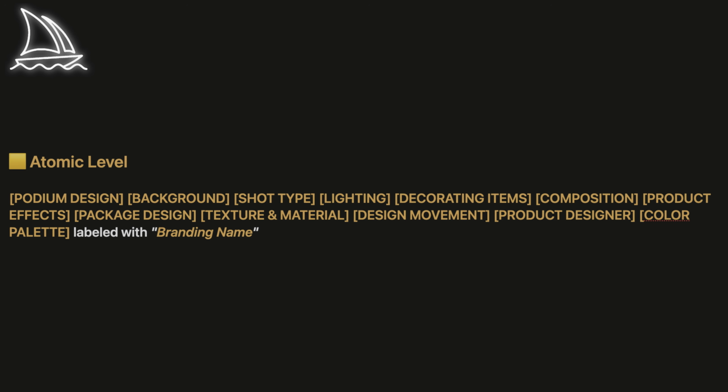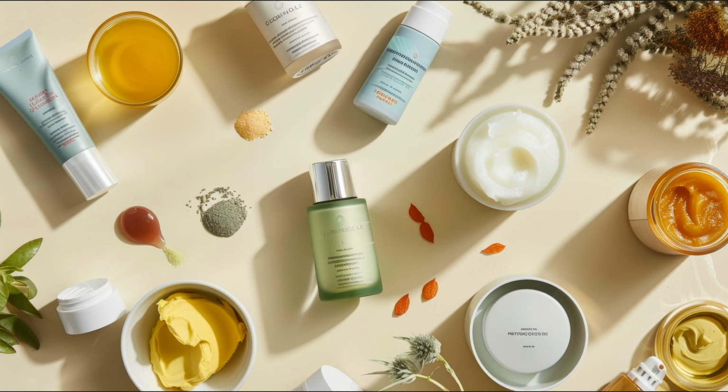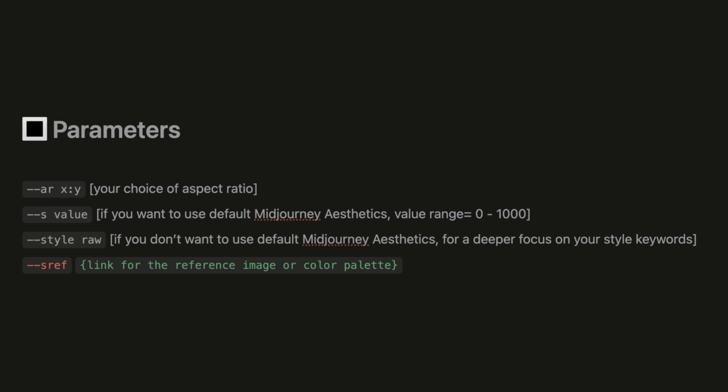The second layer of our prompt, represented as the atomic level, includes important elements like set design and background, shot type, lighting, and more. We will deep dive into all these elements in detail. Together, they will create amazing compositions. I will finalize my prompt with the aspect ratio parameter. It can be horizontal or vertical. And if I want to use default Midjourney aesthetics, I will add the stylize parameter. If I want to rely more on my own style keywords, then I will stick to the style raw parameter.